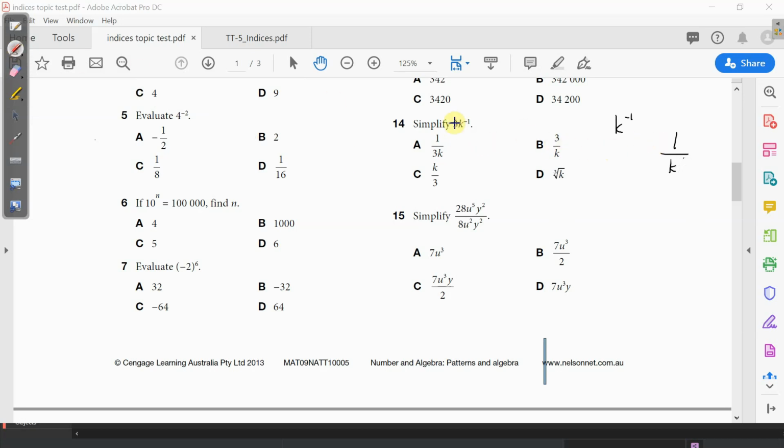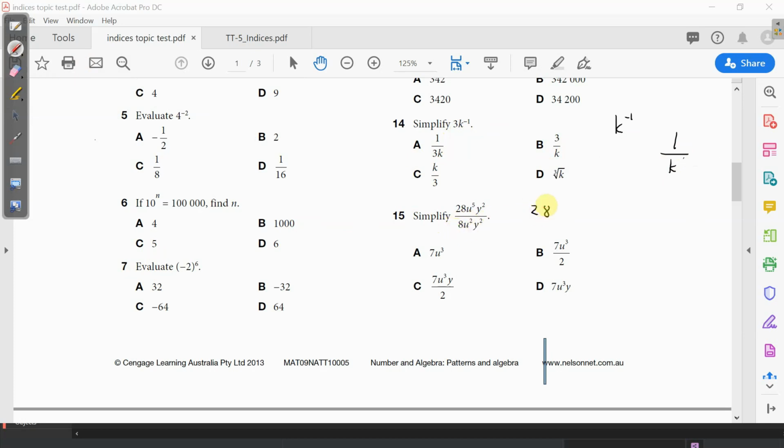But now we've got this. So that's 3 times that. So 3 times whatever that is, and you're going to get your answer. And there's only one that looks even close. Okay. 15.